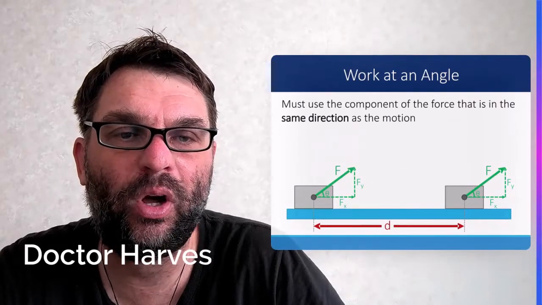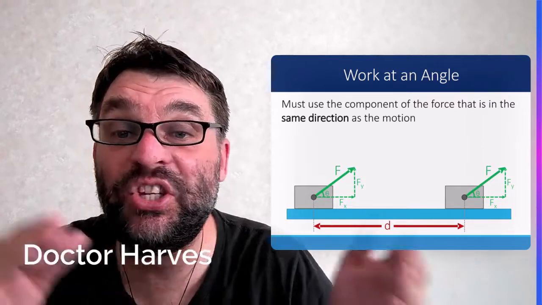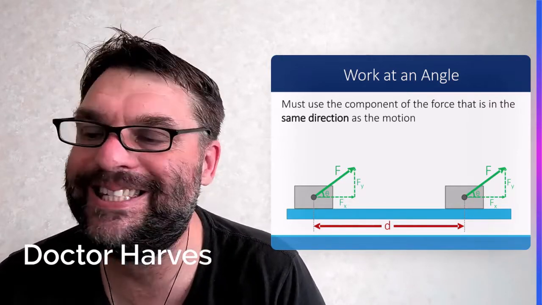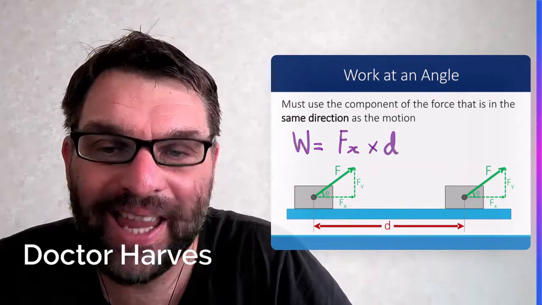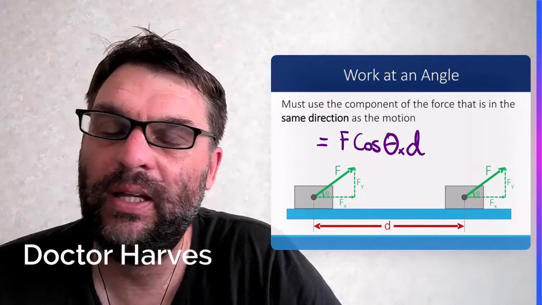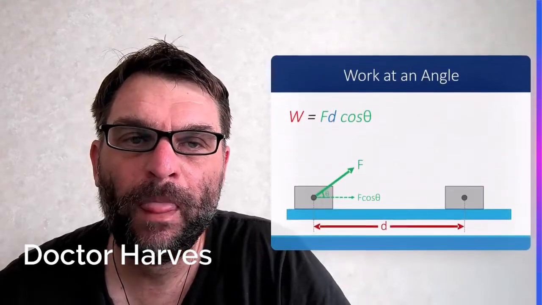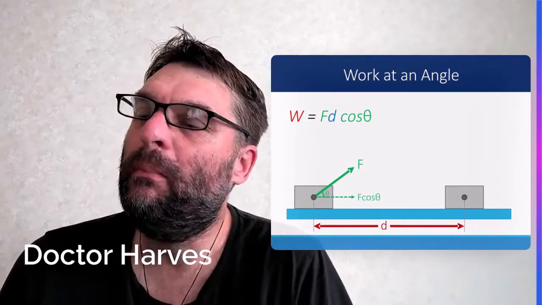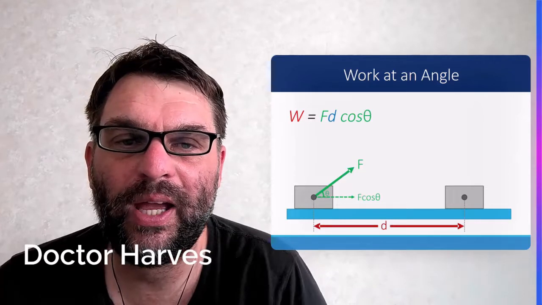So if we look at a couple of examples here, you must use the component of force that is in the same direction as the motion, as we saw in the waiter example. That's the reason why there was no work being done. Okay, so the work in these examples is the force in the x direction times the distance in the x direction, which equals F cos theta times the distance d. So if we incorporate an angle, then the work will be, again, force times distance, multiplied this time by cos theta, the angle in this particular case.